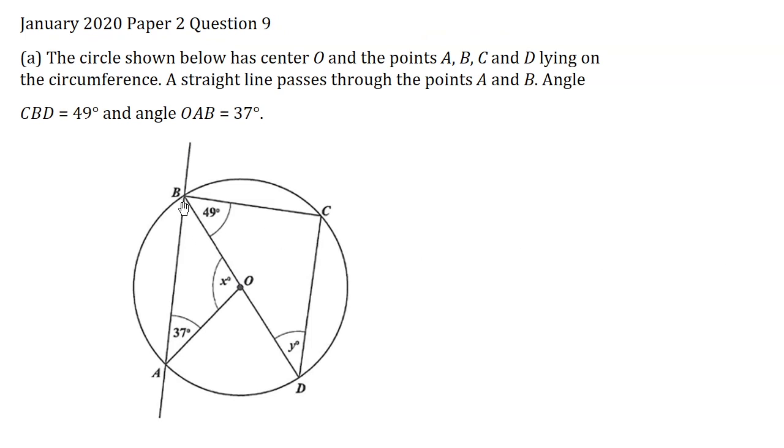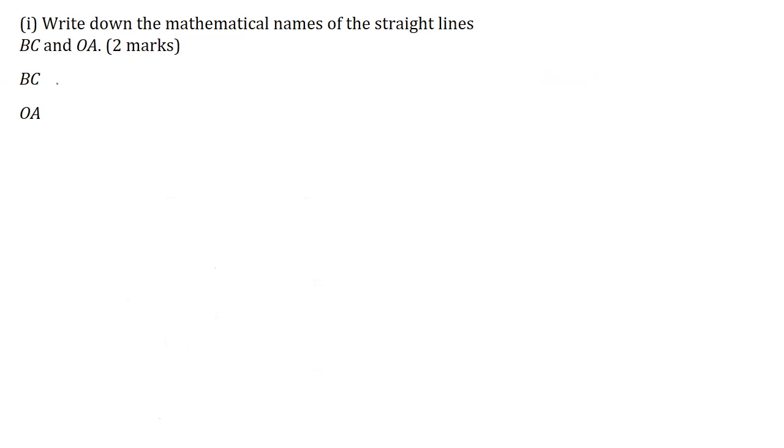Now, in our diagram, you can see that BC is a straight line that connects 2 points on the circumference, B and C. So BC is a chord. OA is a straight line that connects the center of the circle to the point A on the circumference of the circle. So OA is a radius. So I'll write here, BC is a chord and OA is a radius.